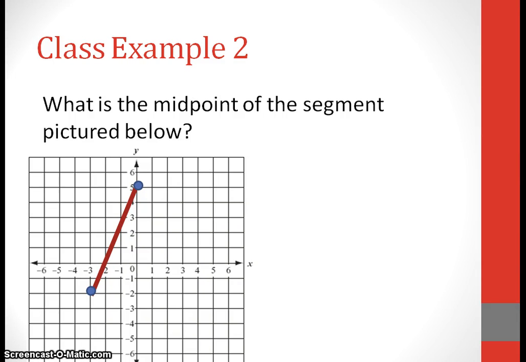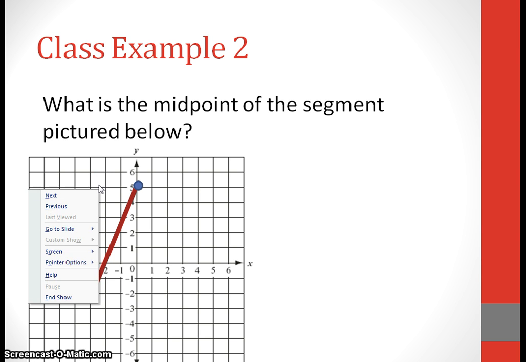So in the last video we had just finished class example number 1, so now we're going to get into class example number 2. You're going to see these questions asked a couple different ways. One way is that they'll give you the two ordered pairs and ask you what the midpoint is. The other way is that they'll give you a picture of the segment and they'll ask you what the midpoint is. So again, I'm going to show you two different ways to do it: graphically or algebraically.